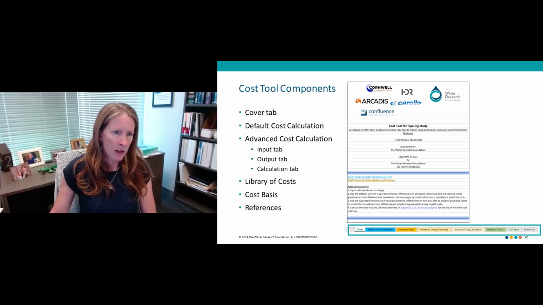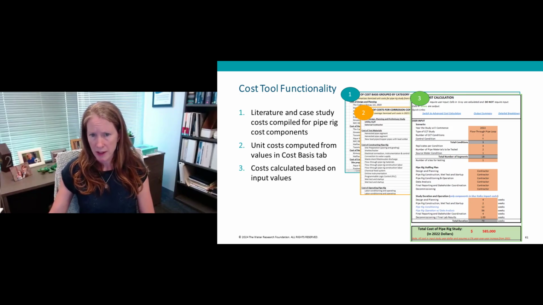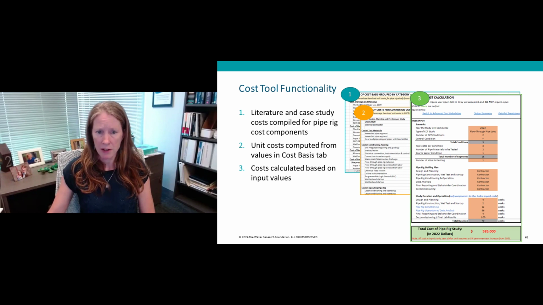In terms of how the cost tool works, on this cost basis tab, you can see where we've entered line item costs for multiple different case studies for different components, like the cost of design and planning, the cost of harvesting pipes, and the cost of new pipes. And then those costs are used to compute unit costs for a specific line item.